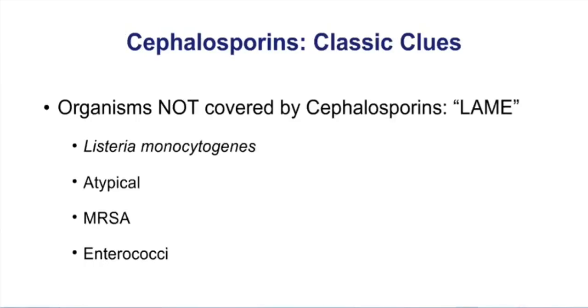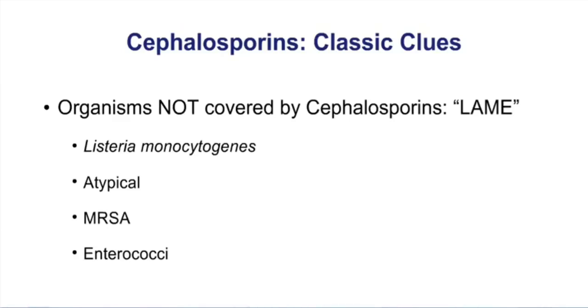In the margin is a note called Classic Clue. It reminds us about certain organisms that no cephalosporin can kill. And the mnemonic is LAME. Kind of like if a cephalosporin can't kill it, it's lame. The mnemonic stands for Listeria, atypical bacteria like chlamydia or mycoplasma, MRSA, and enterococcus. None of our cephalosporins kill those organisms.